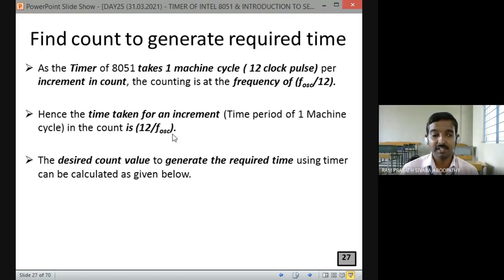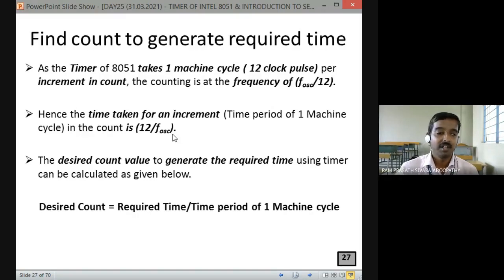That is what we need to see. Here we have one formula. Desired count is equal to required time divided by time period of one machine cycle. This is very very important. Why this formula? One count means what? That is the time period of one machine cycle. So if I need the required time, what does it mean? If we divide the required time by the time period of one machine cycle, we get the value of how many counts have to happen.